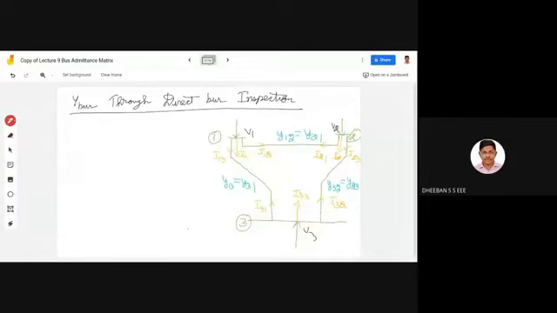So this is a mathematical analysis, and the method used over here is the direct bus inspection method. So here you can see we are considering a three bus system.